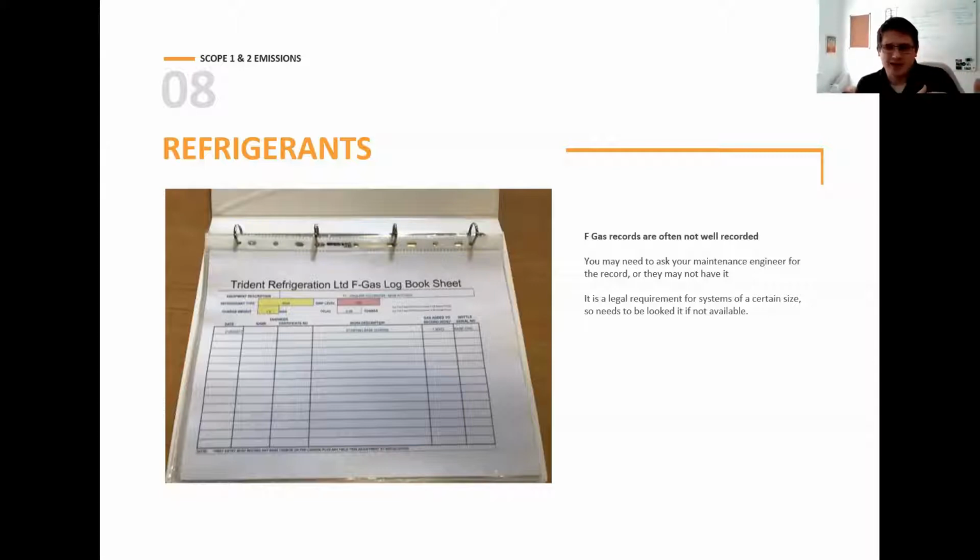Slightly tongue-in-cheek, I've put a blank record on the screen. That's because most people don't have these records. So this is what it would look like. Traditionally, you'd have an F-gas logbook, but you may find you don't necessarily have it.